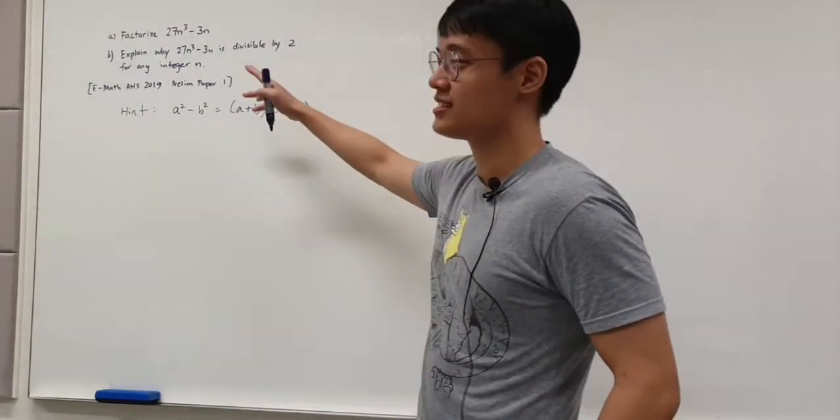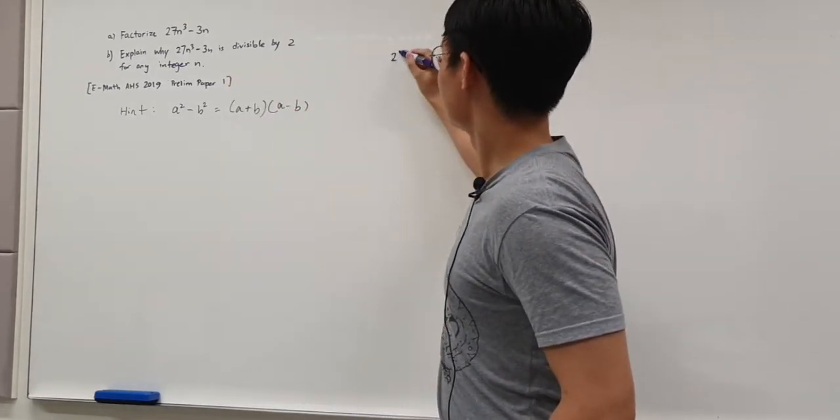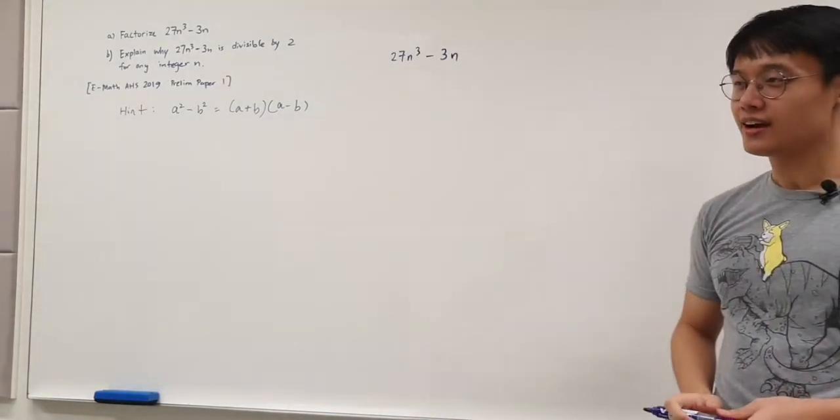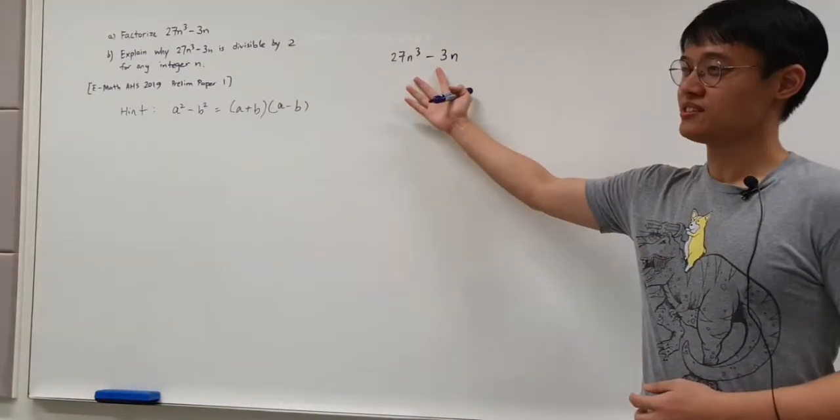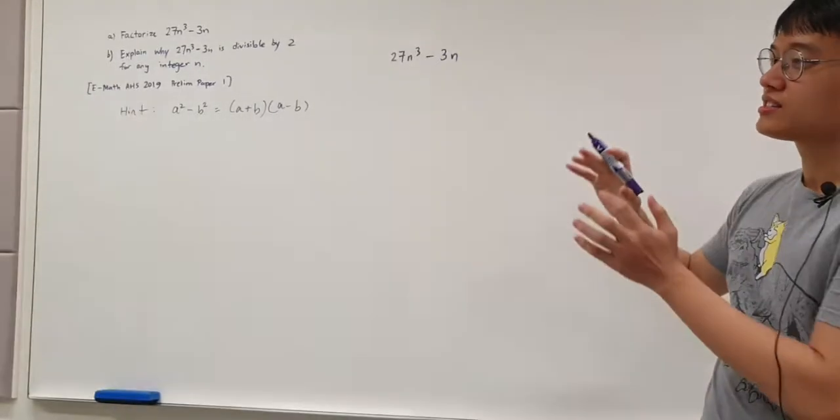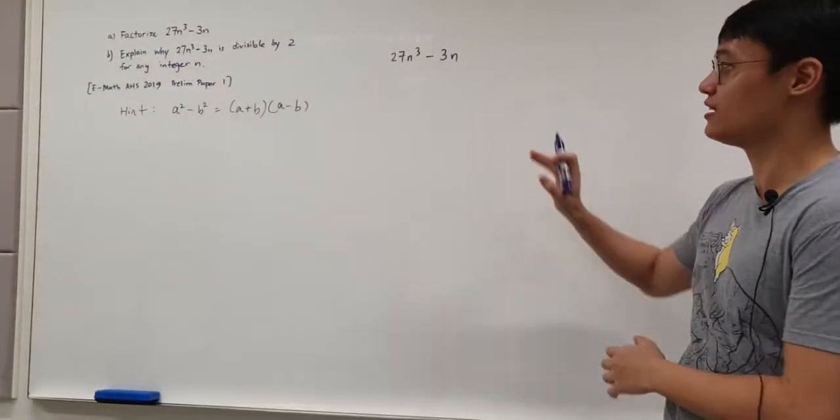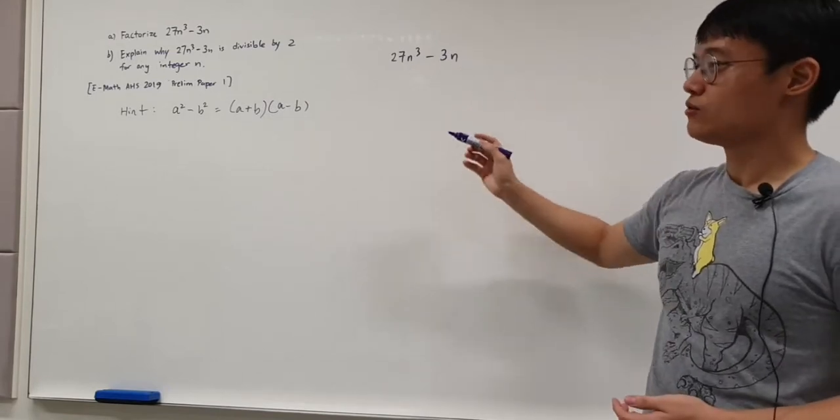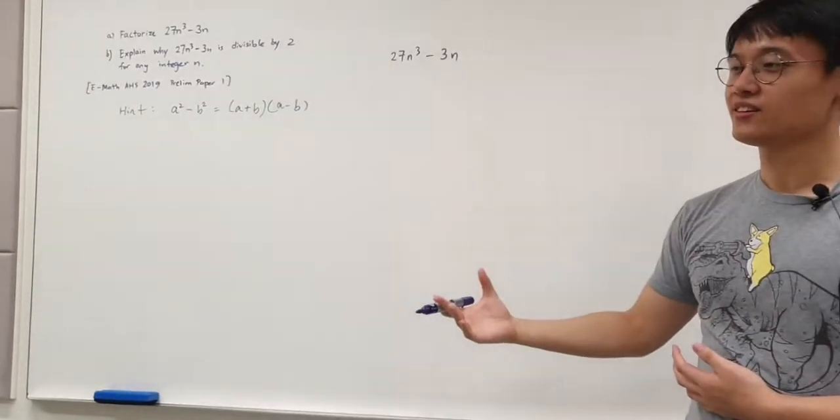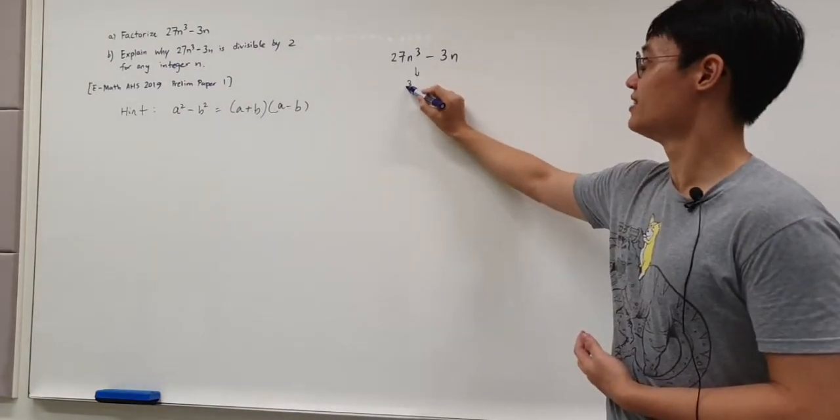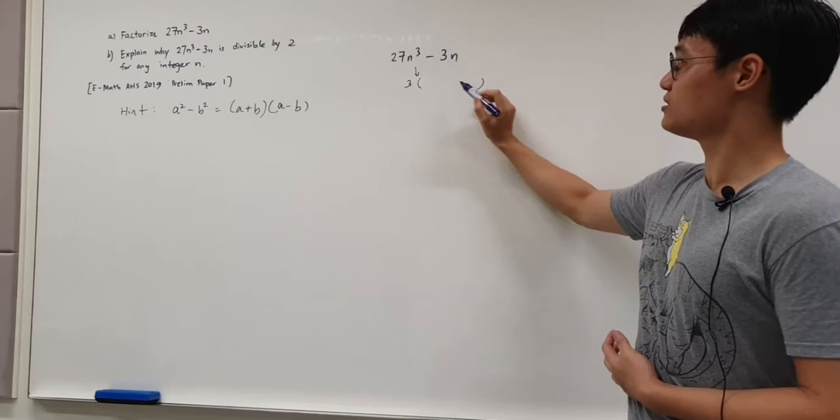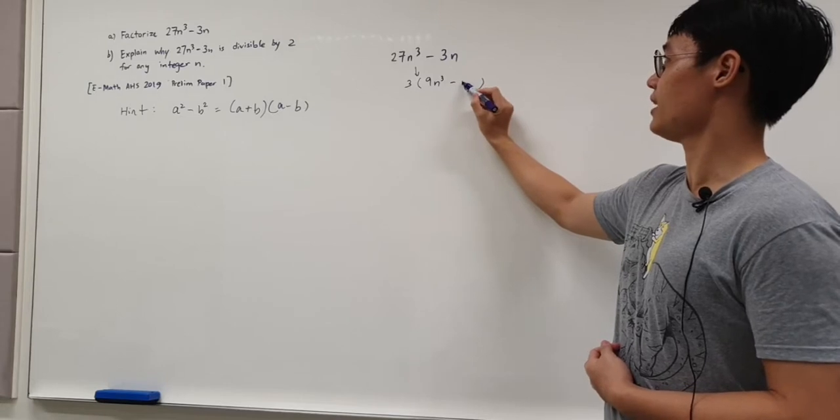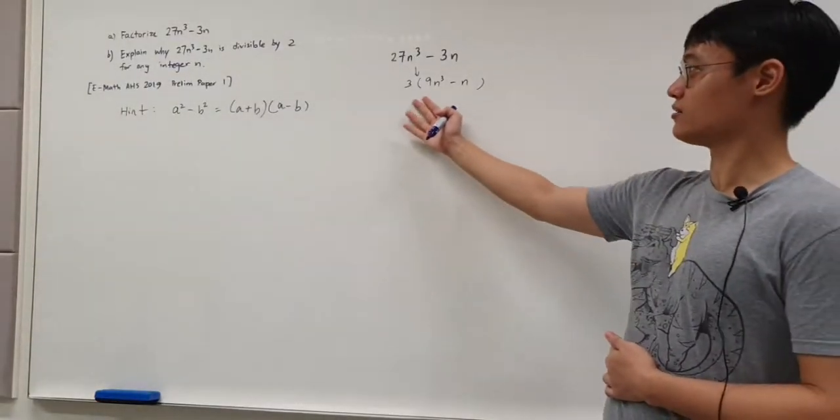Factorizing 27n cubed minus 3n, let me just write it down here. What does it mean to factorize? It just means to break this expression down into simple parts that actually multiply to give you this. One of the things that you can think of immediately is to take out the number 3, because 3 times something gives you 27n cubed minus 3n. That is given by 9n cubed minus n. So now I've taken out 3.